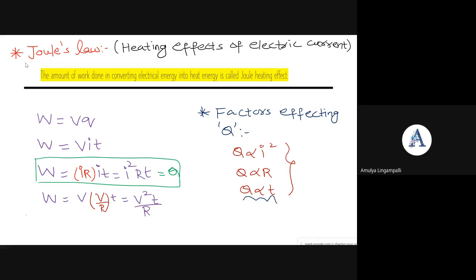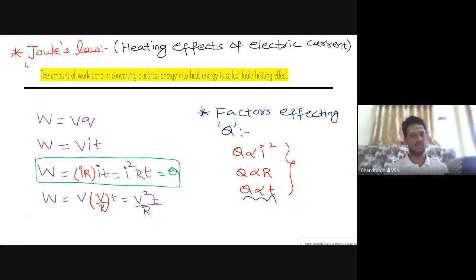W is equal to V into V by R into T, which is V square T by R. Reading it, very good. So by this, what are the conclusions? What are the factors affecting the amount of heat? I denoted it with Q, but in future I think they will denote it with capital H. Either you can use H or you can use capital Q.